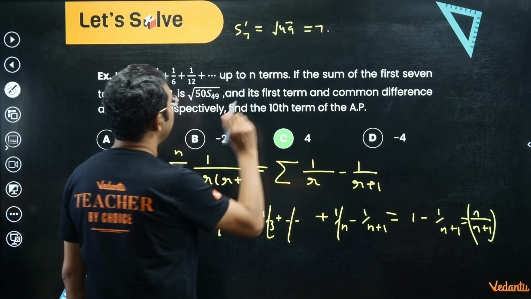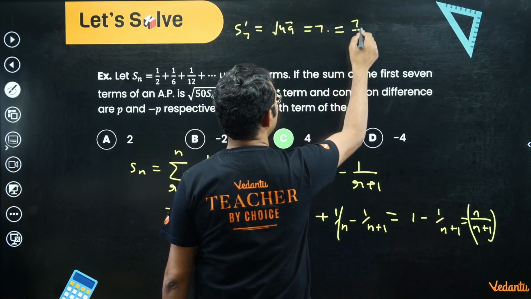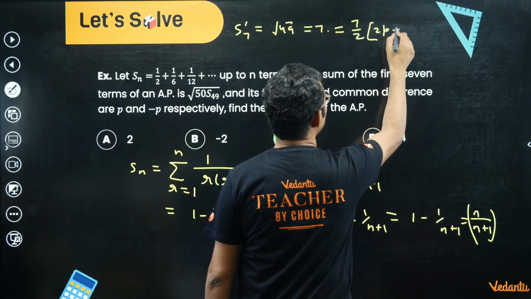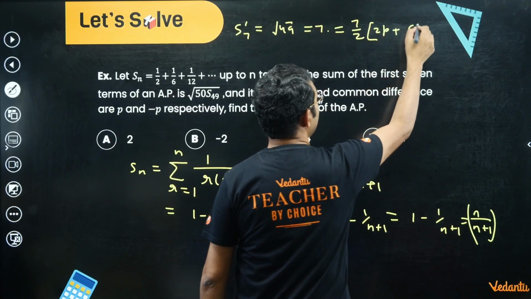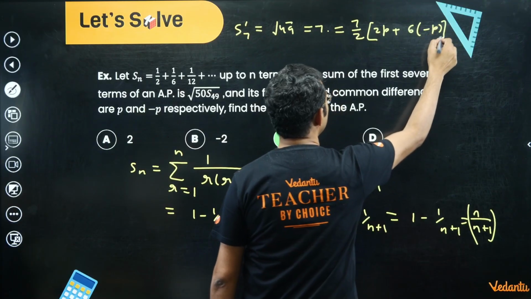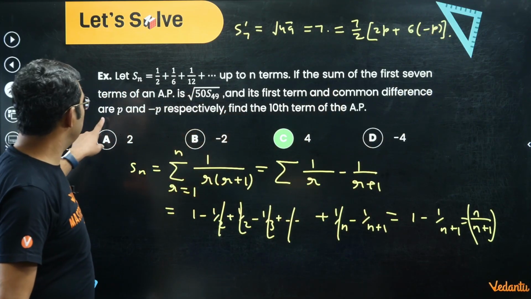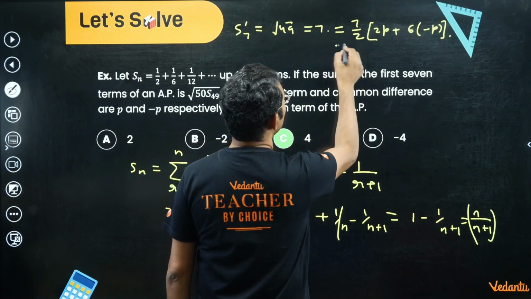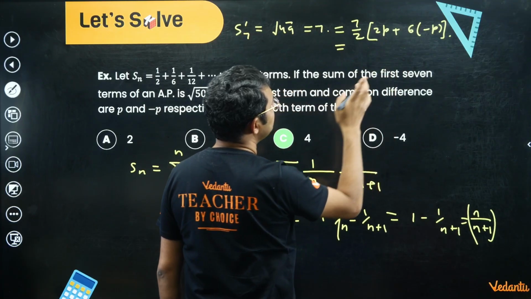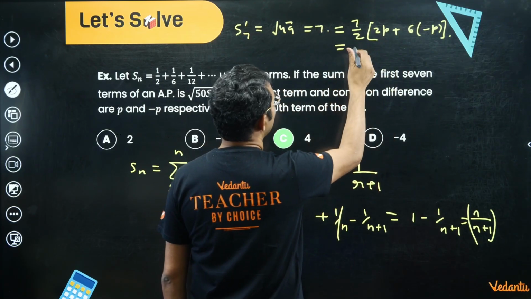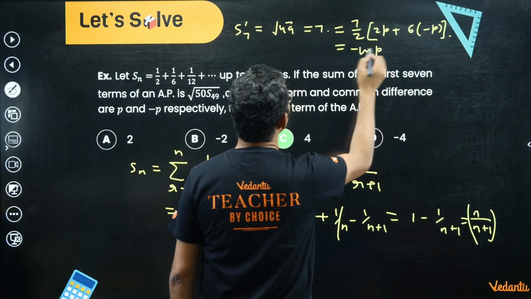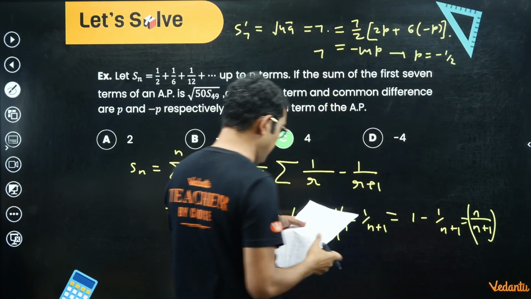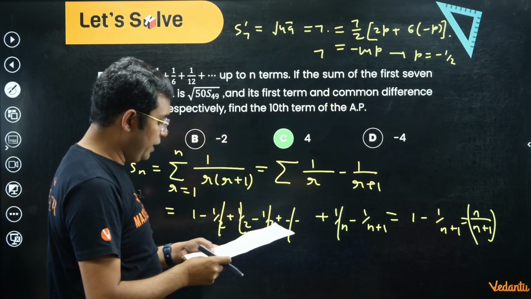Okay, now dear students, so sum of 7 terms means 7 by 2 into 2a, so 2p plus 7 minus 1, 6 into d. I think d is given to us as minus p. First term is p, common difference is minus p. If you simplify it, you will be getting 2p minus 6p, so minus 4p, so minus 14p is equal to this. So p is coming out to be minus half. Check my calculation. P is equal to minus half is correct.